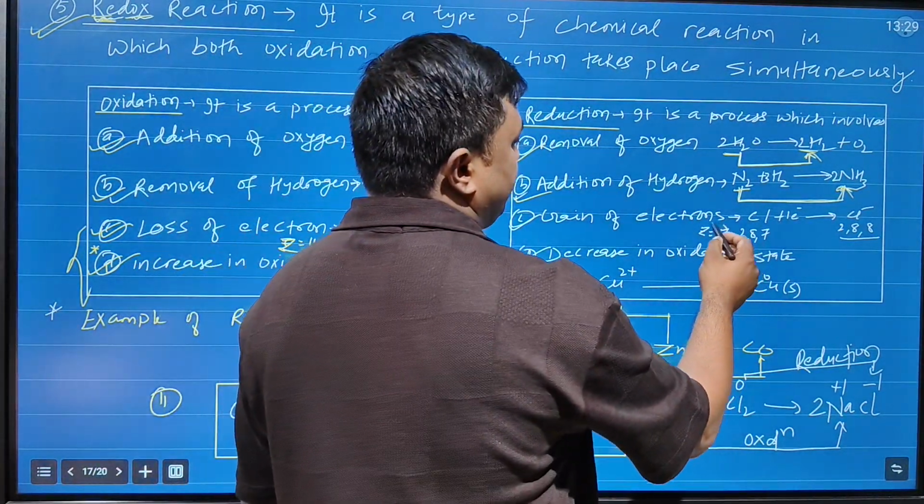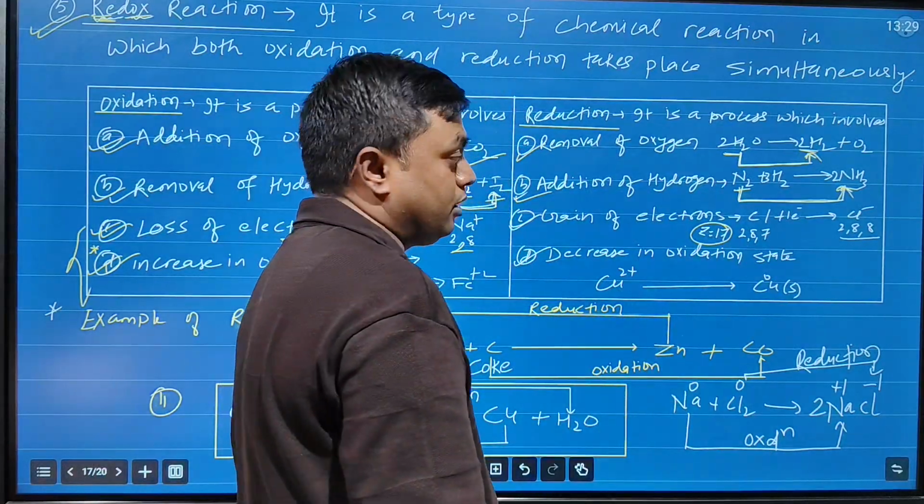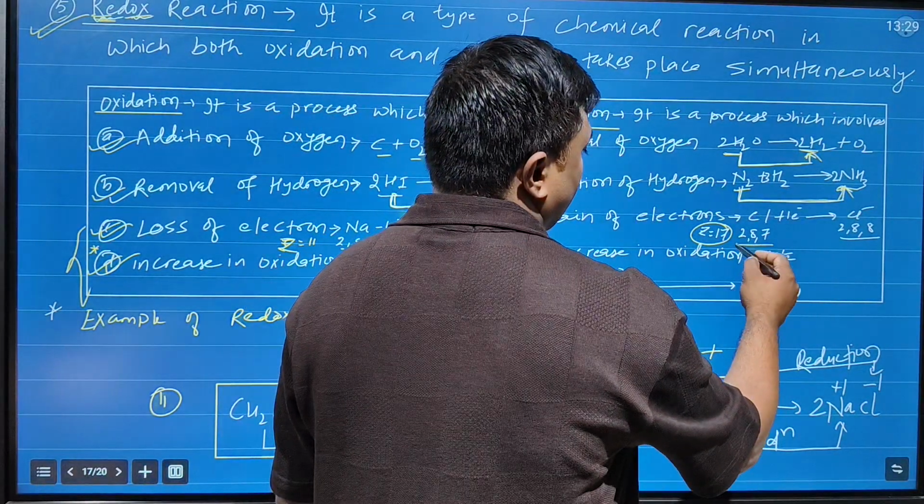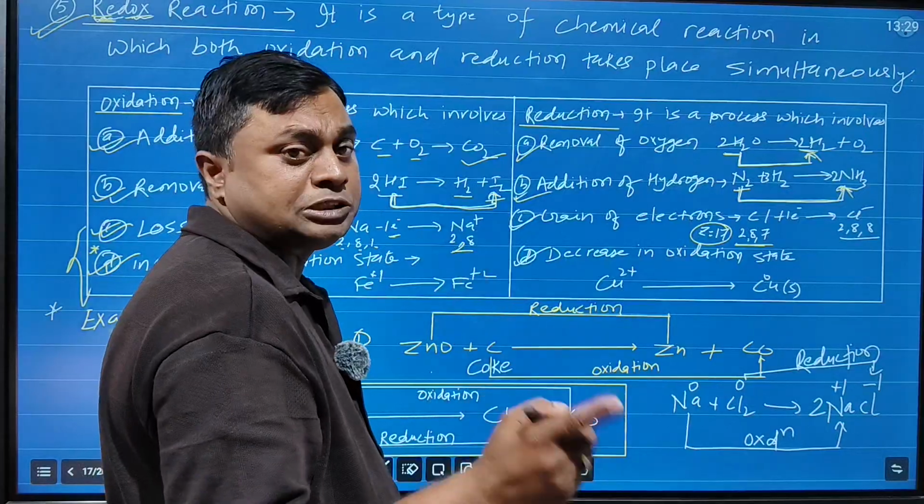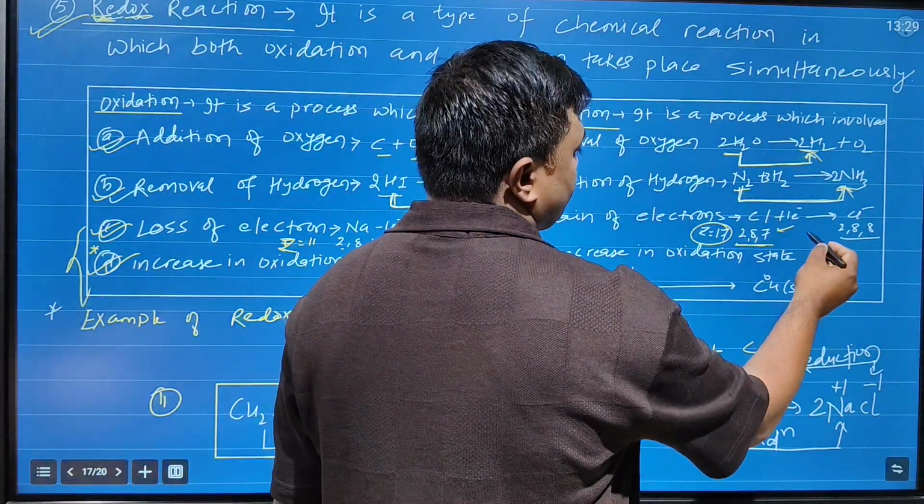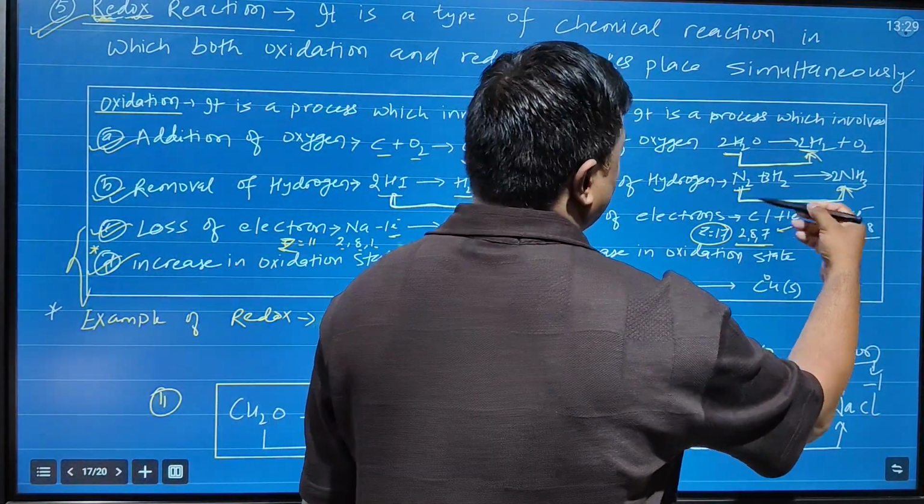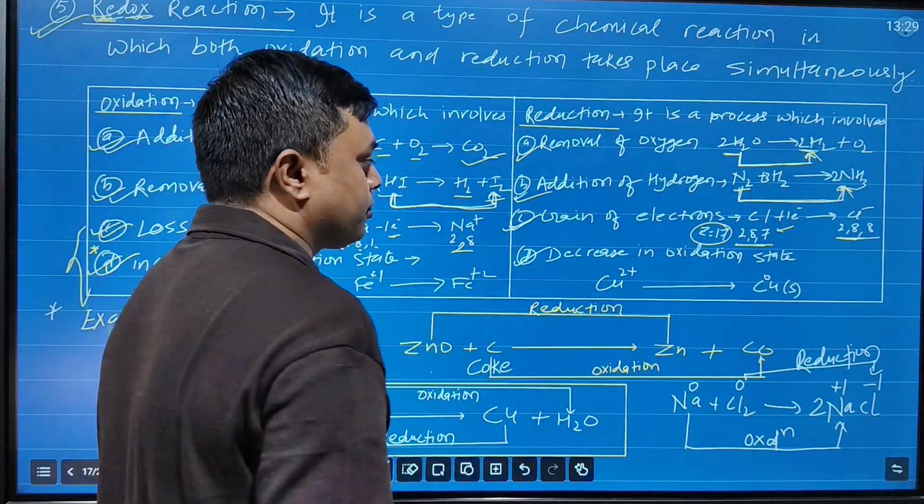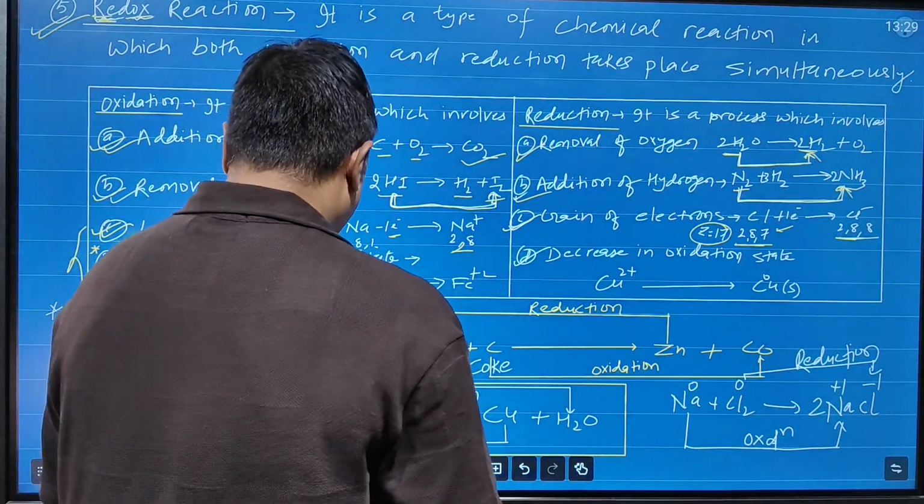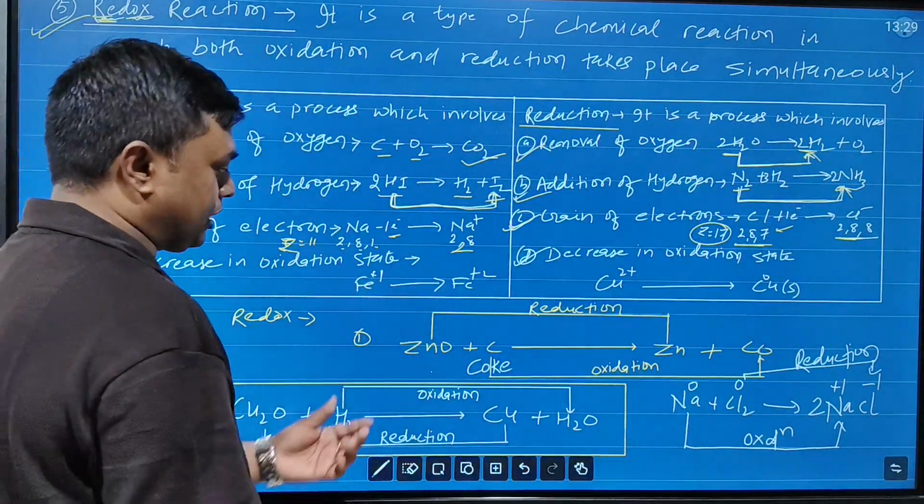You can see a chlorine atom having 17 electrons, electronic configuration 2, 8, 7. To become stable, it gains one electron. Yes or no? And forms Cl- ion. So gain of electron is what? Reduction. Yes or no? Now see this equation of a redox reaction.